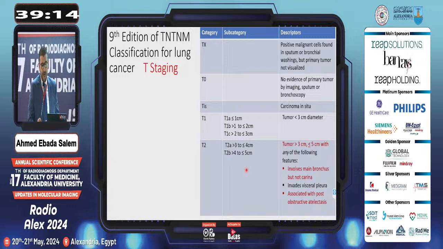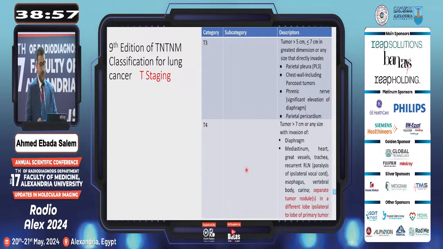In the ninth edition of the TNM staging, it's very important to understand the TNM concepts. T2 tumors are tumors that are larger than 3 centimeters, but less than or equal to 5 centimeters, and may involve the main bronchus and can be associated with post-obstructive atelectasis. T3 tumors are by definition more than 5 centimeters but less than 7 centimeters. They may involve the pleura, chest wall. They may lead to phrenic nerve paralysis.